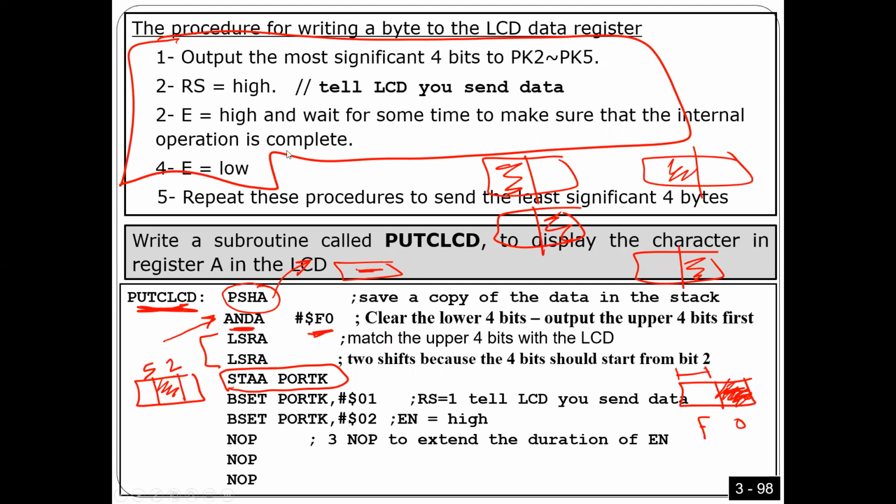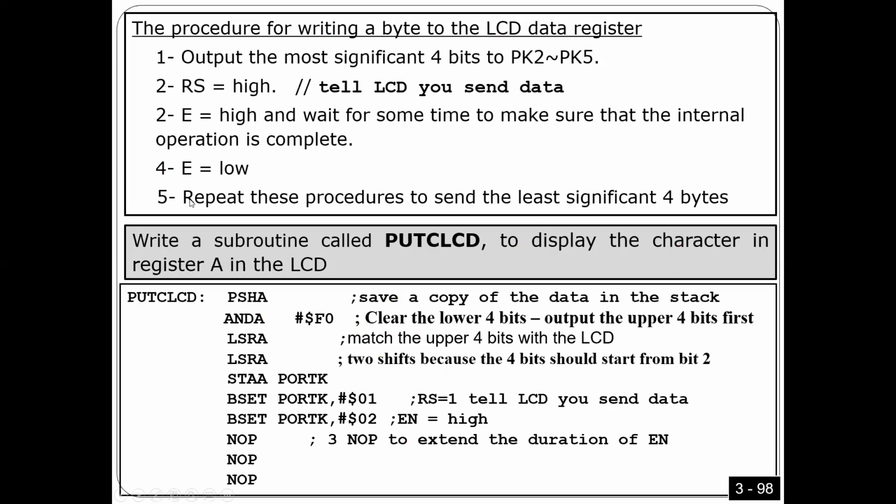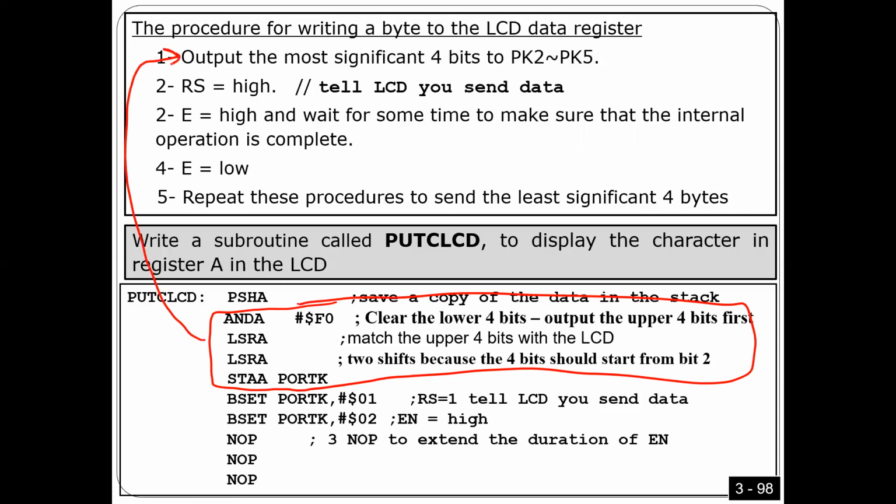Okay, so what I did so far, let me clear what I did here. If you look at this part here, this is exactly number 1: I have to output the most significant 4 bits on PK2 to PK5. This is exactly this one. Okay, number 2, RS has to be high. That's very easy. Just right here.